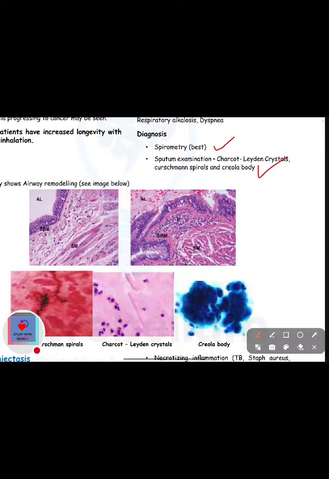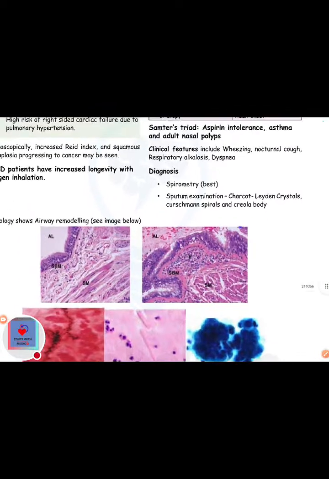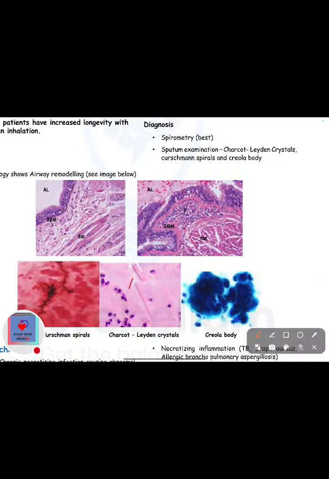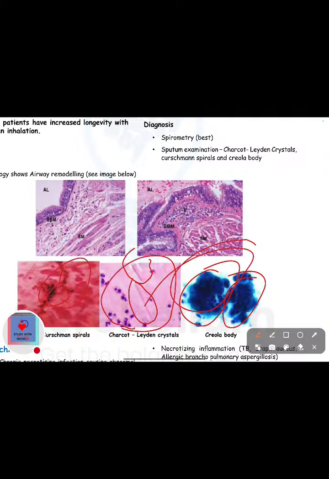If you see it in the spirometry test, you will get the absolute diagnosis of asthma. But if you can't see it, then you have to go for sputum examination. If you are able to see charcoal laden crystals, Crushman spiral bodies, and Crayola bodies, these three things, then you see it as asthma only.